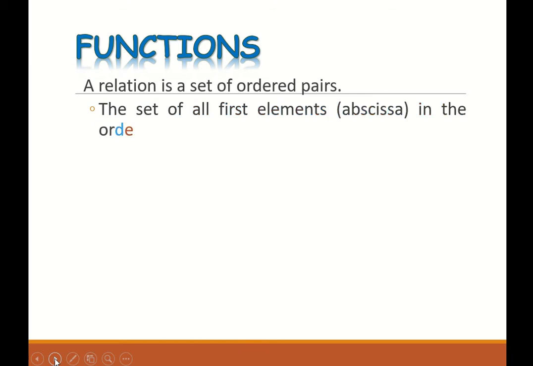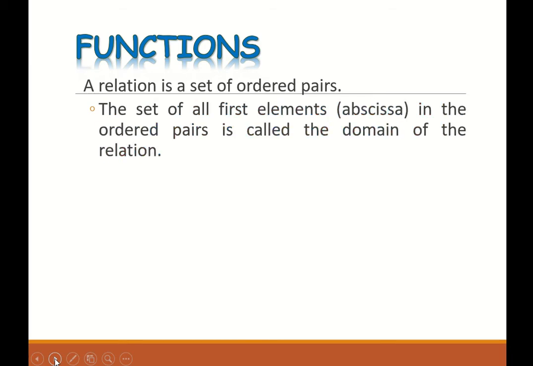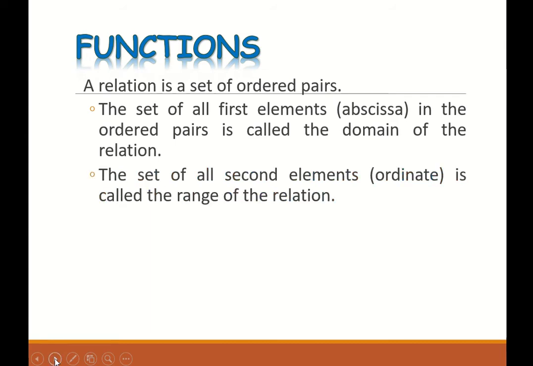When you speak of a relation, it is a set of ordered pairs. A relation is a set of ordered pairs. The set of all first elements in the ordered pairs, which we call the abscissa, is called the domain of the relation. The set of all second elements, which we call the ordinate, is called the range of the relation.